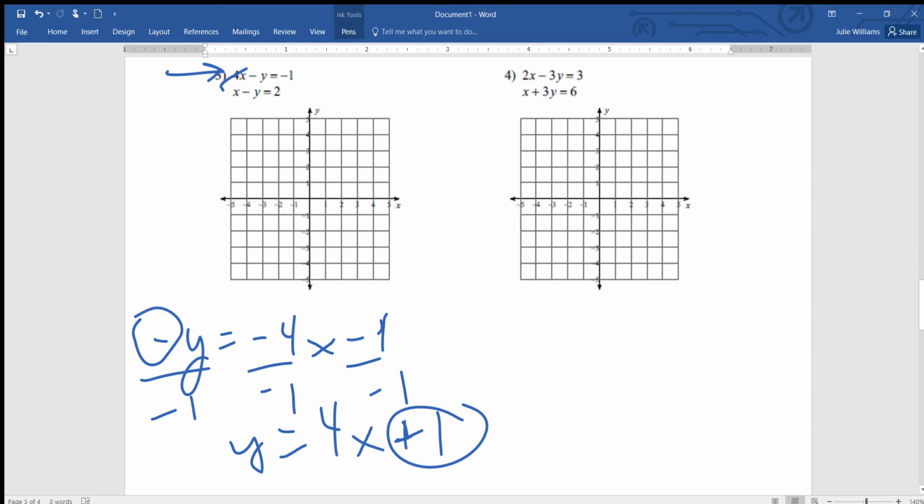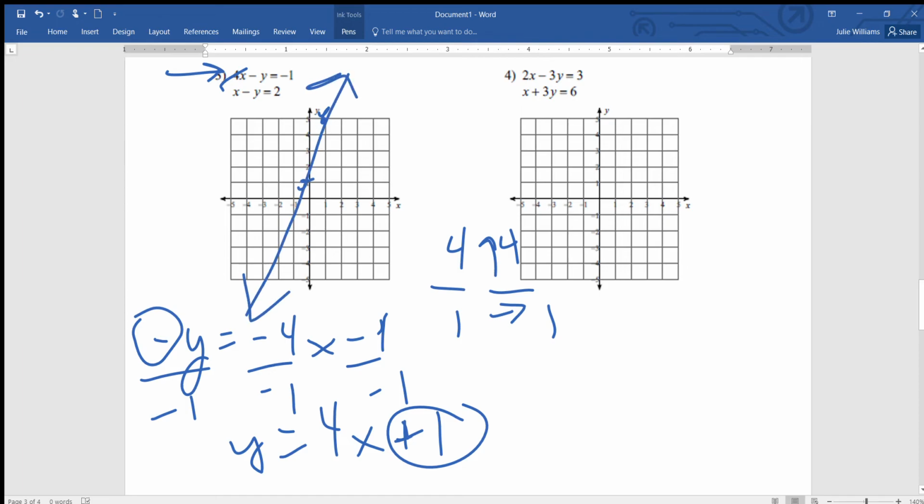So the slope is 4, which means up 4 to the right 1. From the y-intercept, I'm going to go up 4 to the right 1. So those are my 2 points, and then I'm going to draw my perfectly straight line through them.